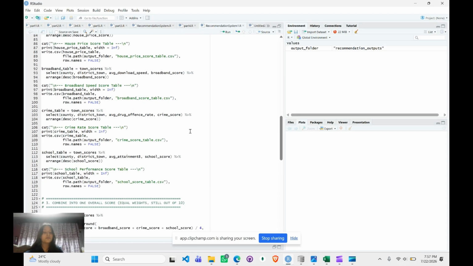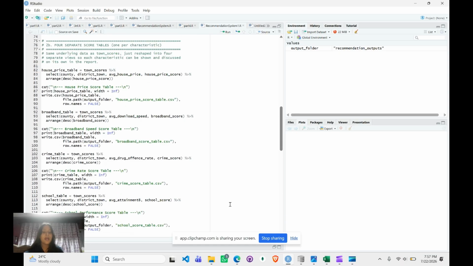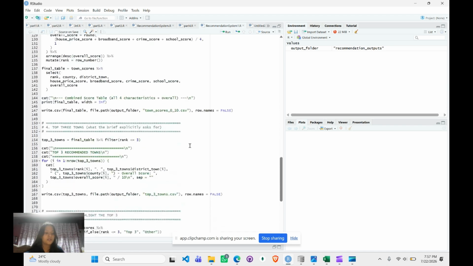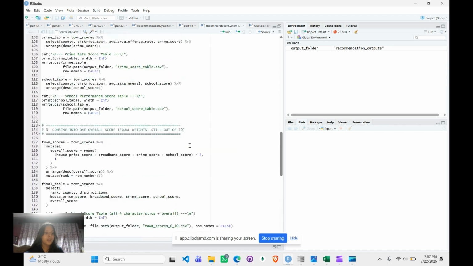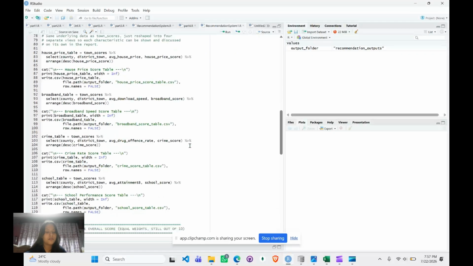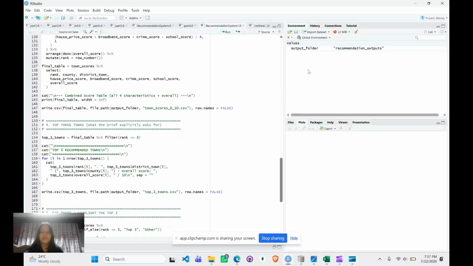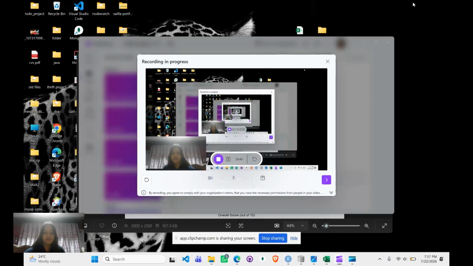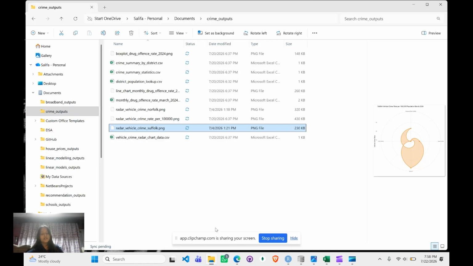So, the final stage of my project was building this, and each town received a score between 0 and 10 using min-max normalization. You can see it in this code. I used normalization and created a score of 0 to 10 for the towns. For house prices and crime, lower values produce higher scores, because lower is considered better. For the broadband speed and school performance, high values received high scores.